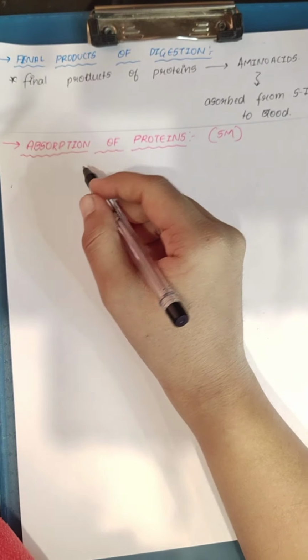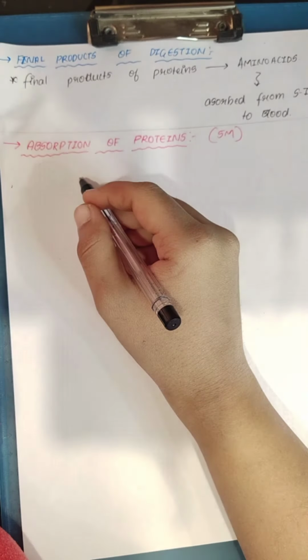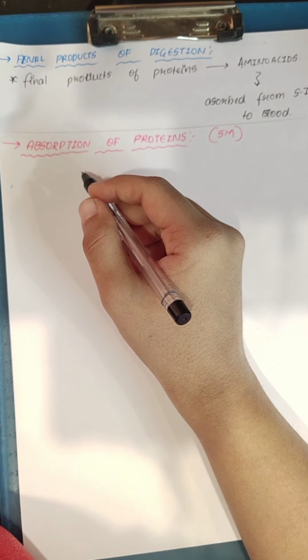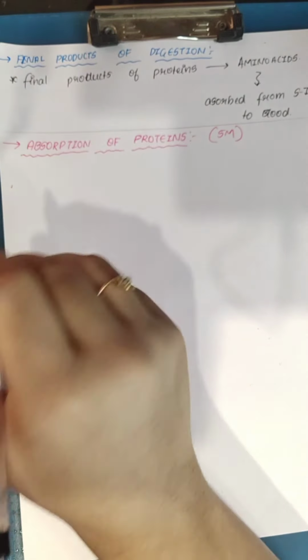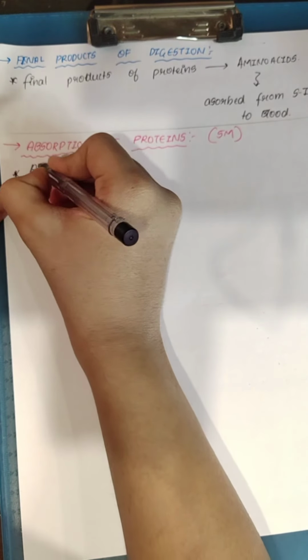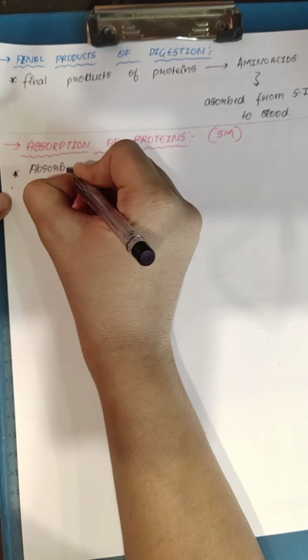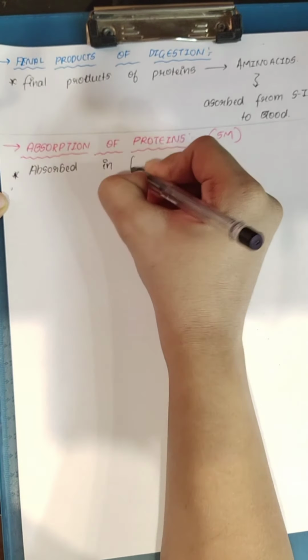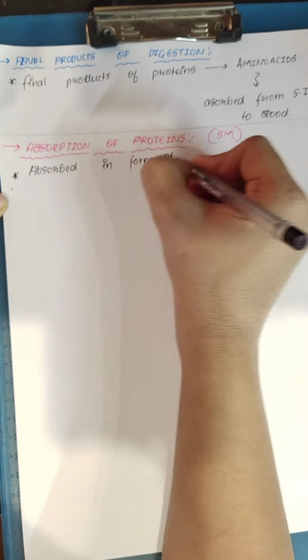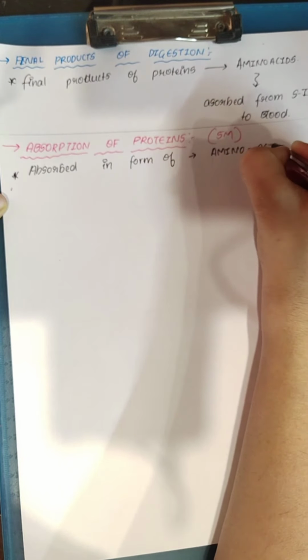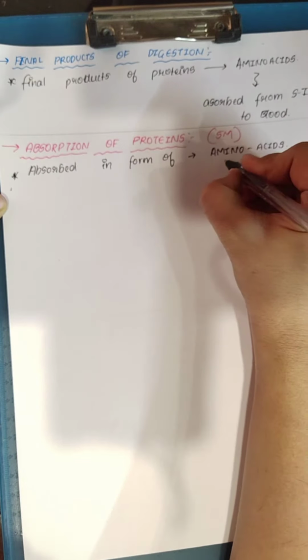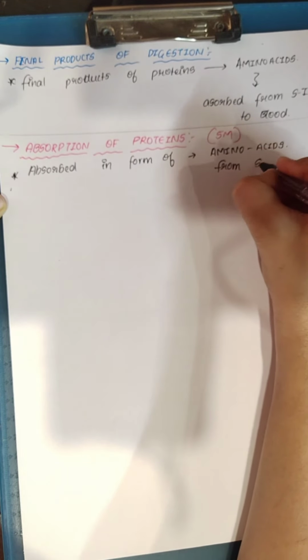Looking into the absorption of proteins, it is mainly in the form of amino acids from the small intestine.